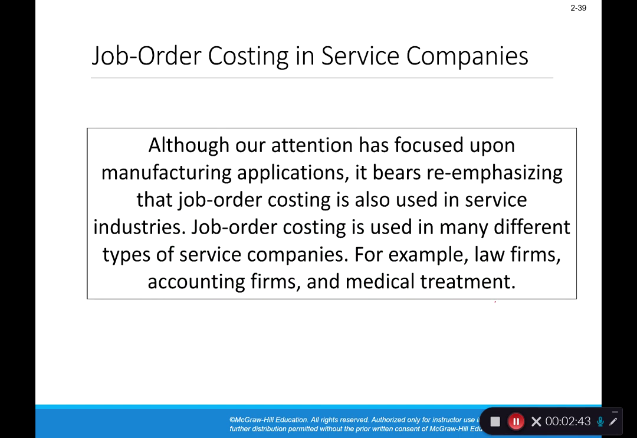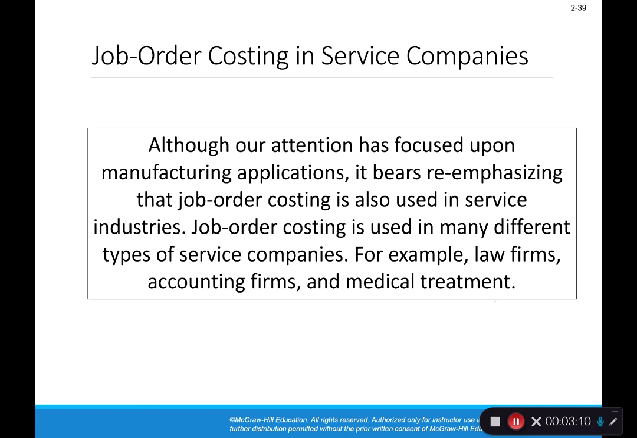You might say to yourself, why are we going through this discussion about manufacturing? There's no way I'm going to work for a manufacturer. Well, you never want to say never, number one, because you don't know what's going to happen in the future. But you maybe are right, and you will instead work probably for a service company. Well, our focus has been on manufacturing, but job order costing can be used in the service industry.